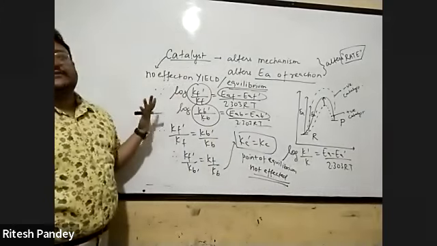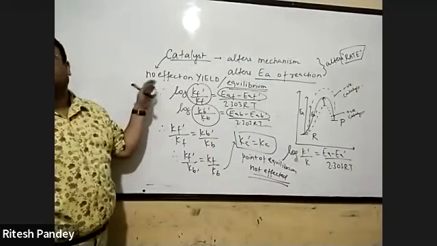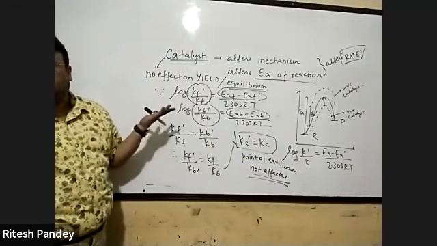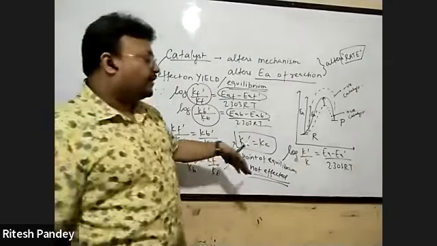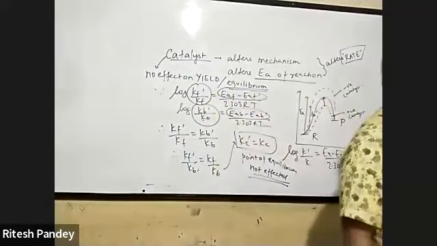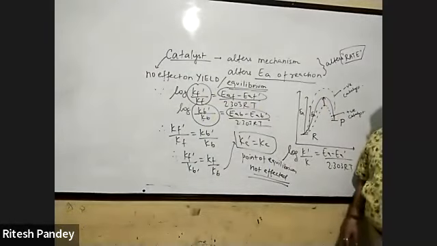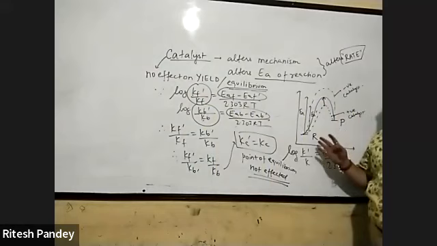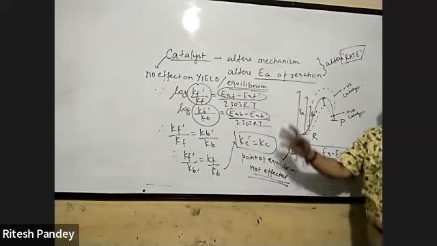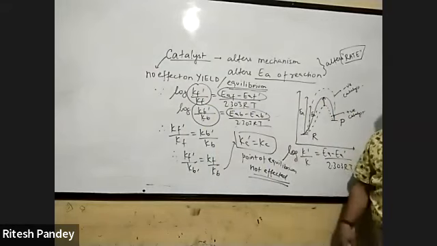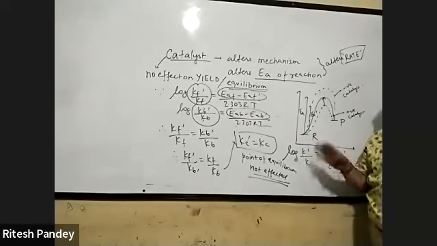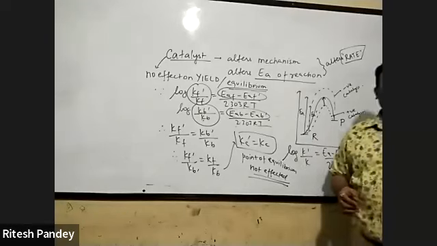कैटलिस्ट से सिर्फ रेट चेंज होता है, यील्ड चेंज नहीं होता है. रेट नेचुरली फास्ट हो जाएगा. पॉजिटिव कैटलिस्ट हम लोग बोलते हैं बाय डिफॉल्ट. फॉरवर्ड का भी रेट बढ़ेगा, बैकवर्ड का भी रेट बढ़ेगा, दोनों का रेट बराबर बढ़ेगा, तो इक्विलिब्रियम चेंज नहीं होगा. कैटलिस्ट सिर्फ रेट बढ़ाता है, यील्ड नहीं बढ़ाता है.